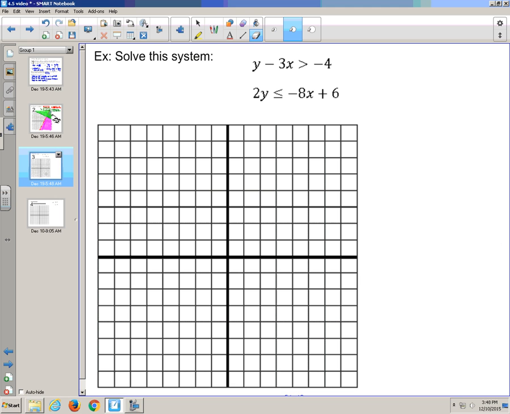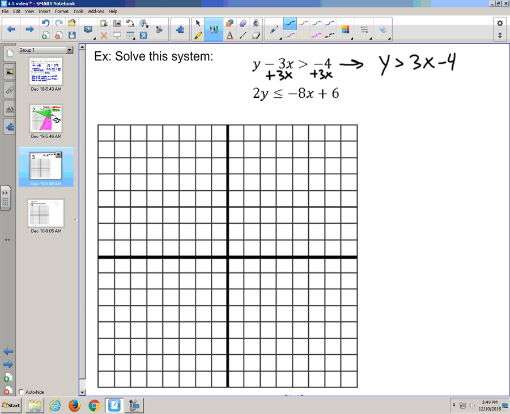Our next example, we have two inequalities, but they are not in y equals mx plus b form. So looking again at those steps, step 1 was make sure both inequalities are in mx plus b form. So let's go ahead and do that. If I rearrange this first equation, I would have to add 3x to move it the other side. So that's going to give me y is greater than 3x minus 4.